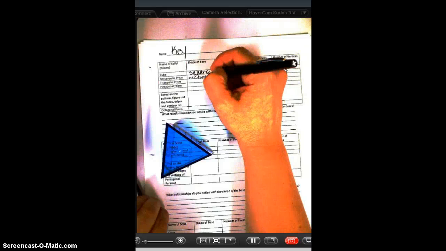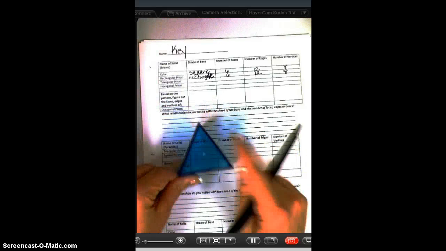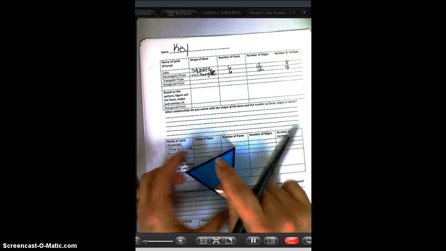Alright, rectangle. This is bugging me. I got to fix it right now. Rectangle. Alright, triangular prism. We know that these are our bases because our sides have to be rectangles, and these are triangles, so we know that this has to be our base. Shape of the base is a triangle.